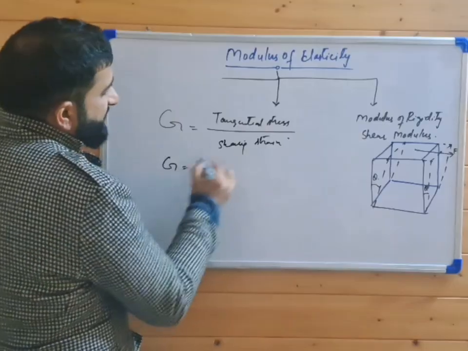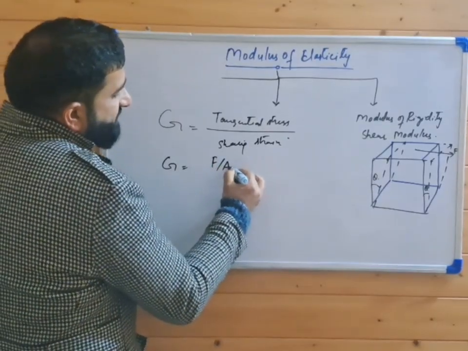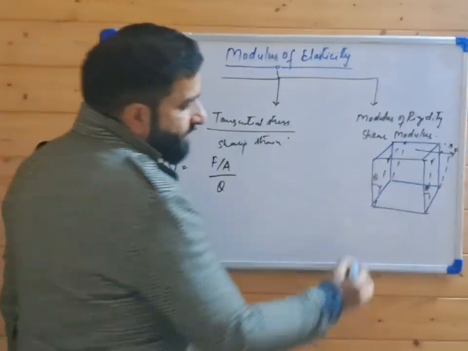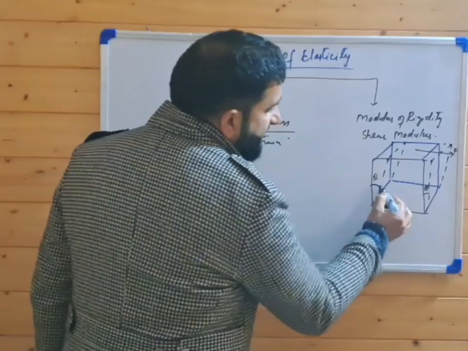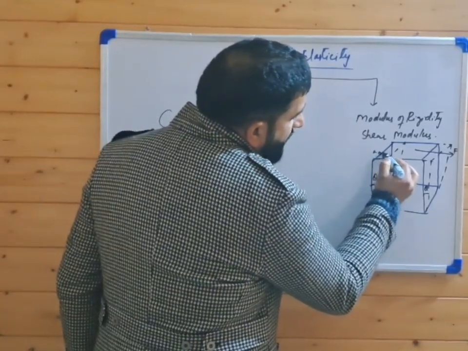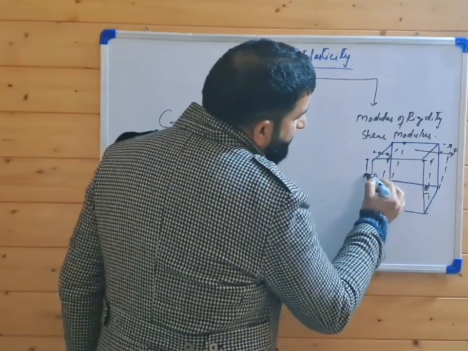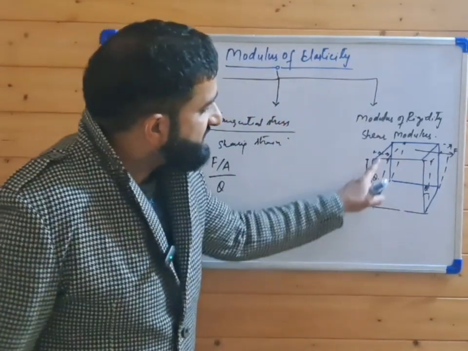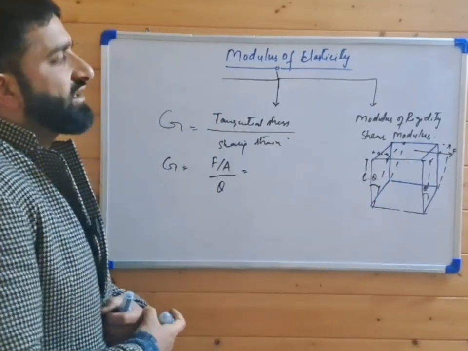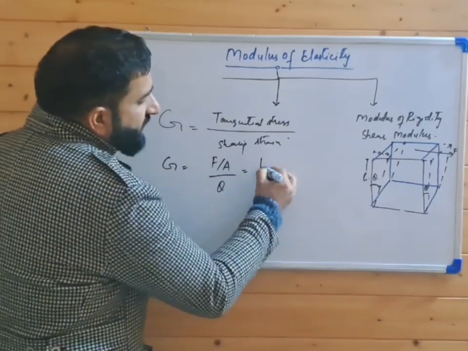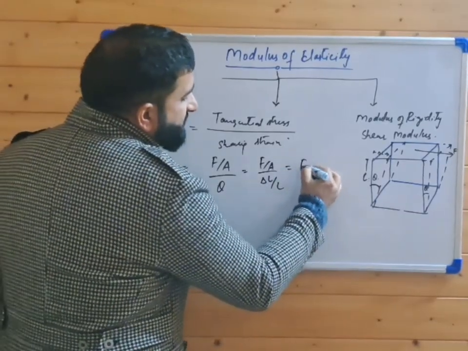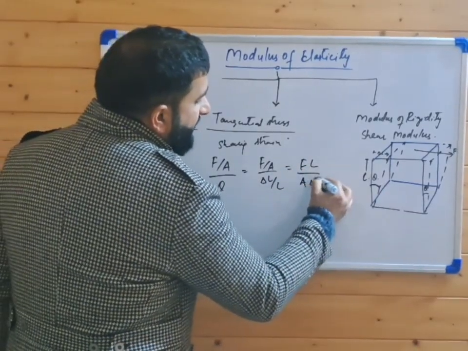That means G is equal to tangential stress, which is F divided by A, force per unit area, and shearing strain is equal to theta, as has already been discussed in previous lectures. Now, when we talk of the displacement of the top surface as delta L and the length of the side as L, this theta is equal to delta L divided by L. So we have the shear modulus of elasticity or modulus of rigidity equal to F divided by A, divided by delta L divided by L. That is equal to F into L divided by A delta L.